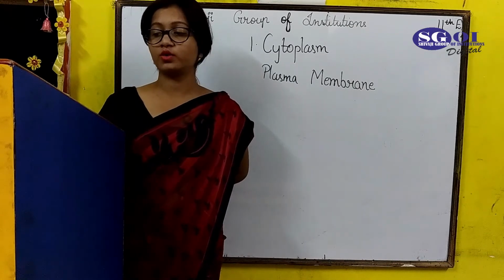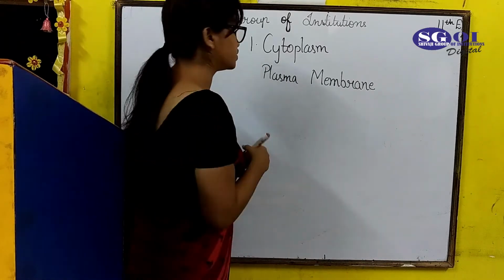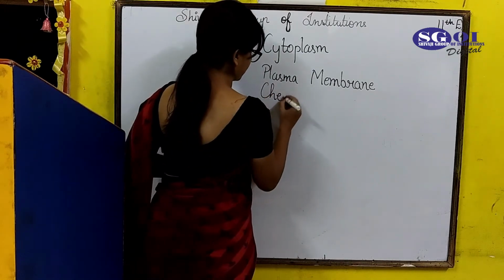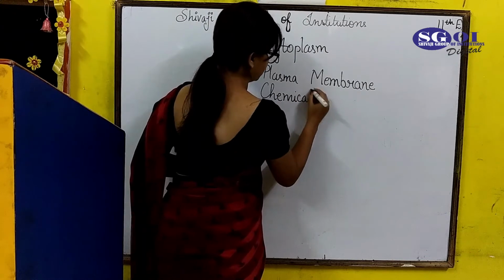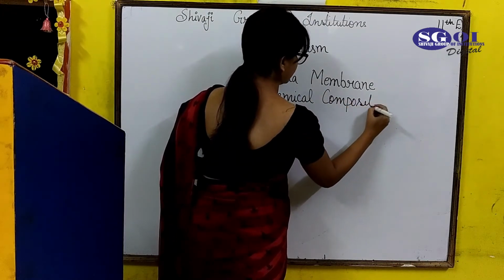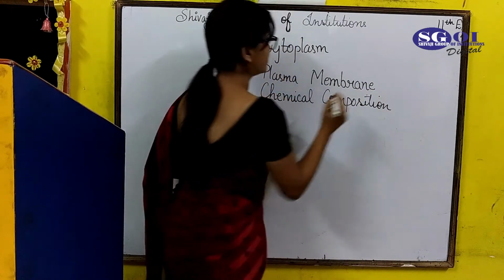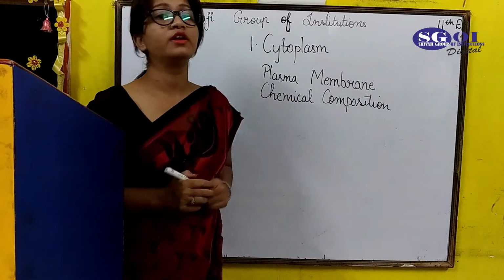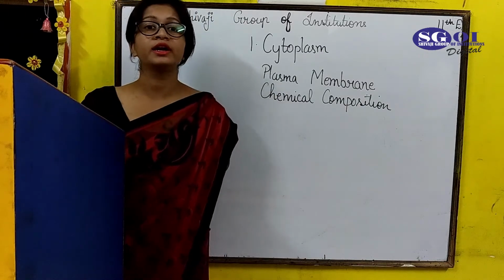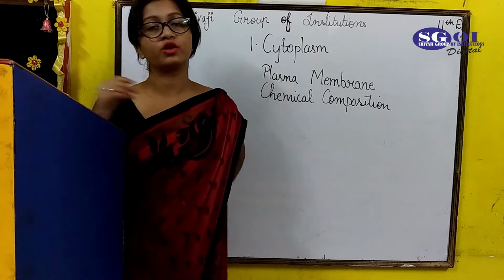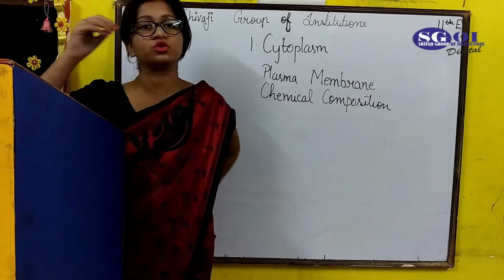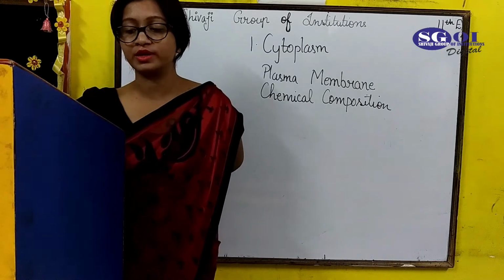The second thing we are going to discuss is the chemical composition of plasma membrane. Several types of chemicals are present which form the plasma membrane, because it is the outer part and the most important, as it has to protect the cell from the external environment. So different types of chemicals are present.